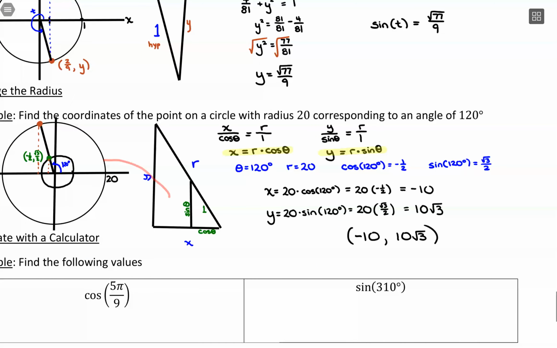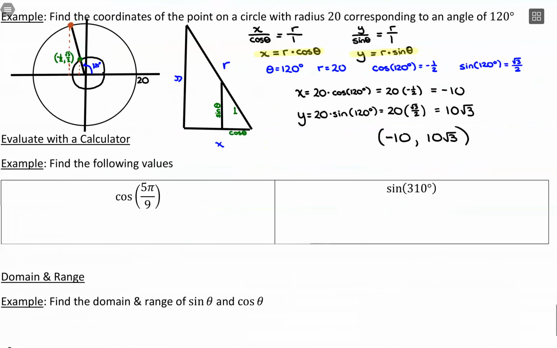You don't need to do all these steps of deriving. When you solve these, you can just use this property that when we work with a different scaled radius, x equals r times cosine of theta, y equals r times sine of theta. And then you can just jump to the calculations.